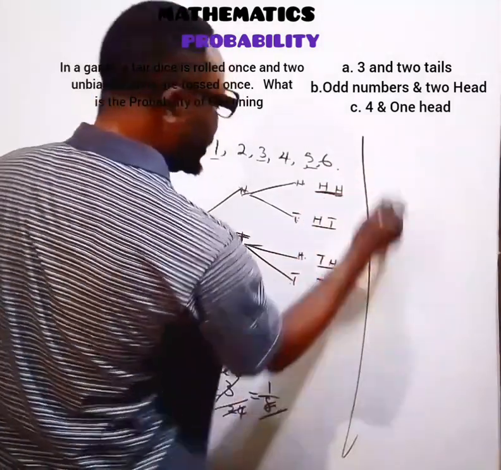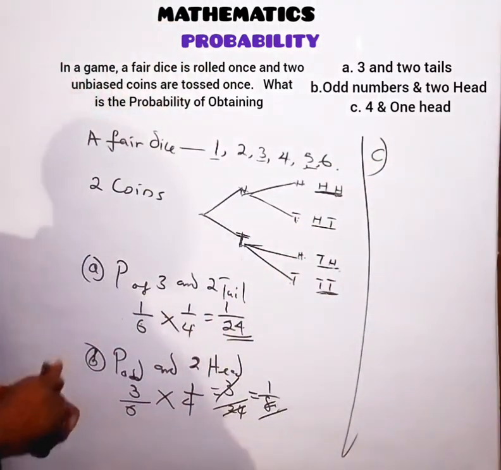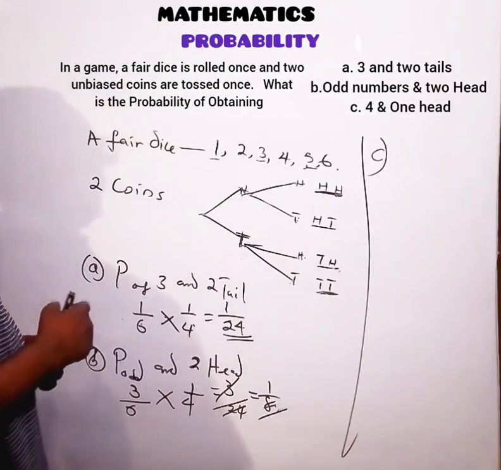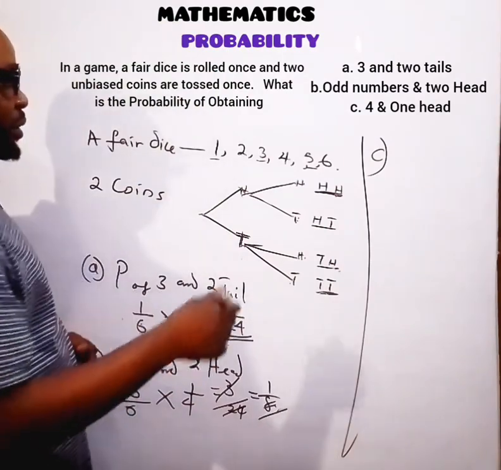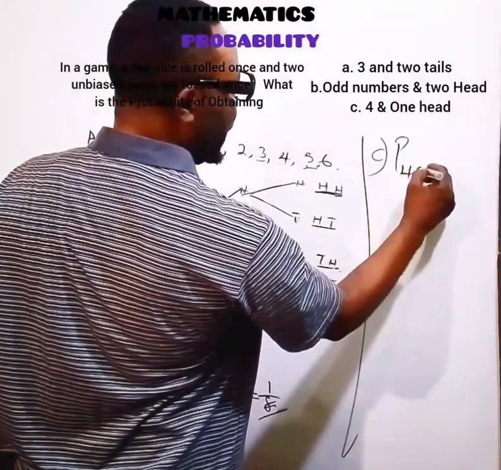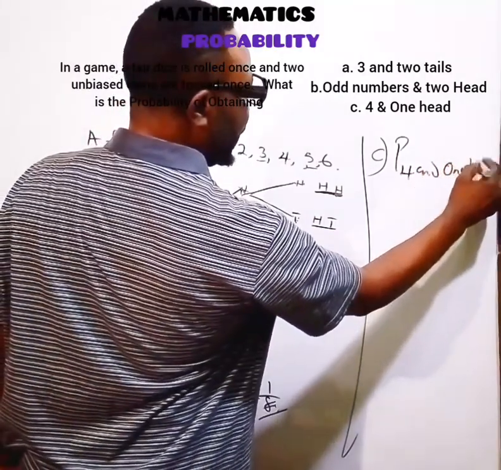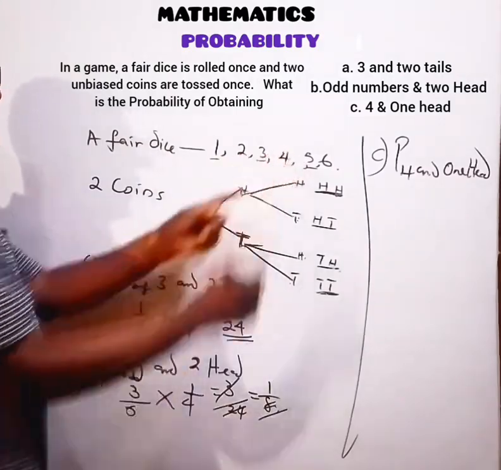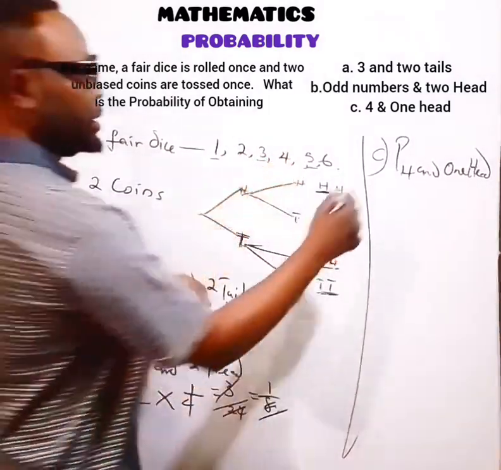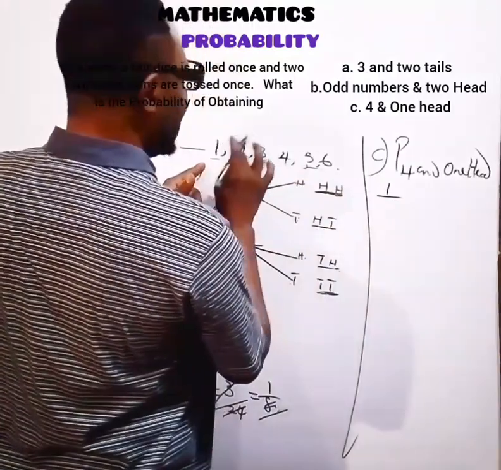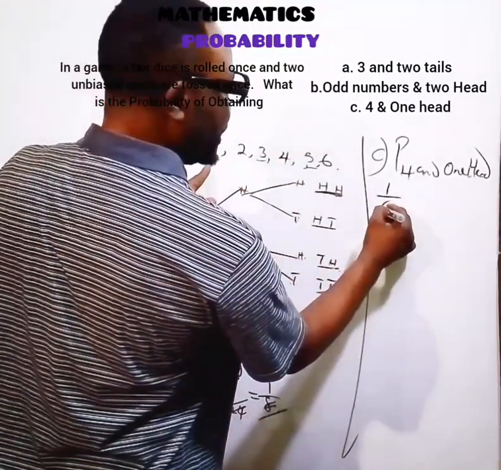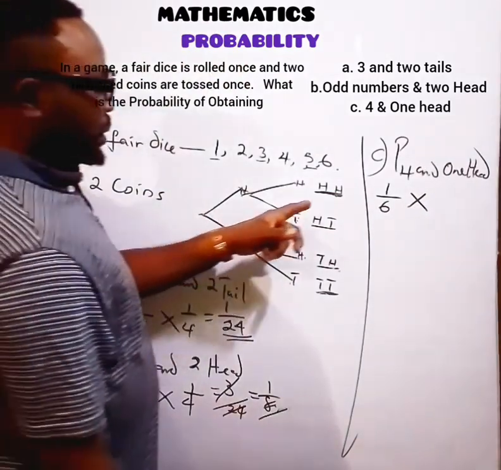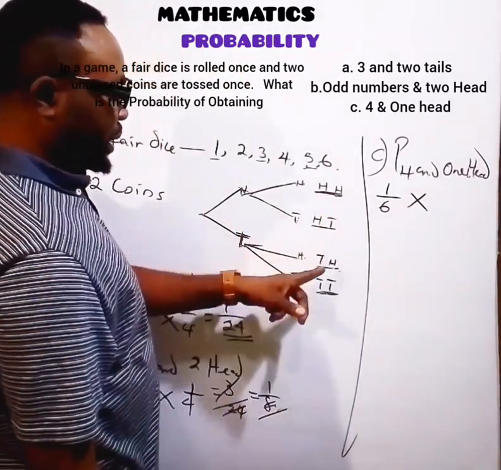For the third question, the C part, it says: what is the probability that we are going to obtain 4 and 1 head? Probability of obtaining 4 and 1 head. Probability of obtaining 4 here, you can see we only have 1 four here. That's 1 over, what is the outcome? The total outcome is 6 and multiply by 1 head. This is 1 head here, and this is 1 head.